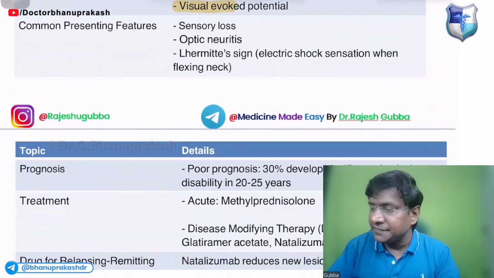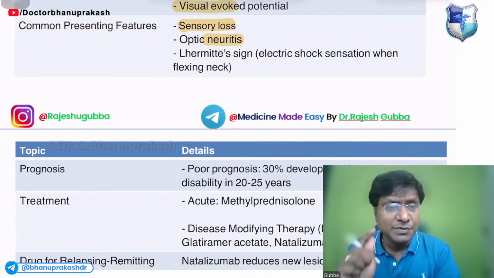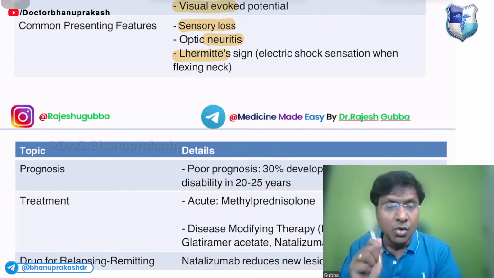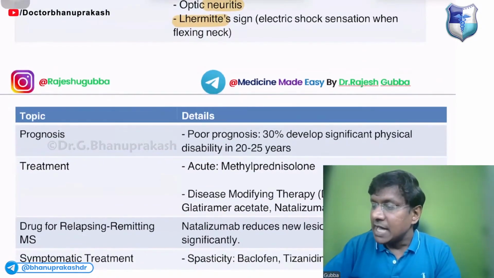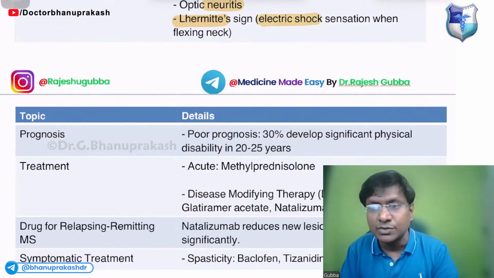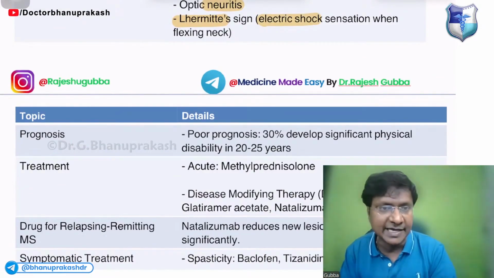So what is the common presenting feature? There will be sensory loss as well as optic neuritis. Patients with multiple sclerosis have a characteristic sign called Lhermitte's sign. What exactly is that? Upon flexing the neck, these patients will have an electric shock-like sensation down the spinal cord. That is what is called Lhermitte's sign.